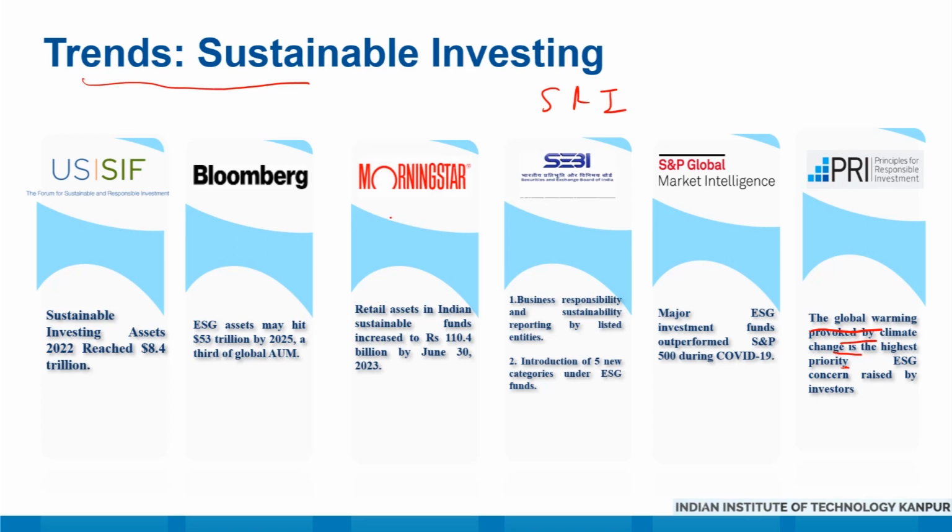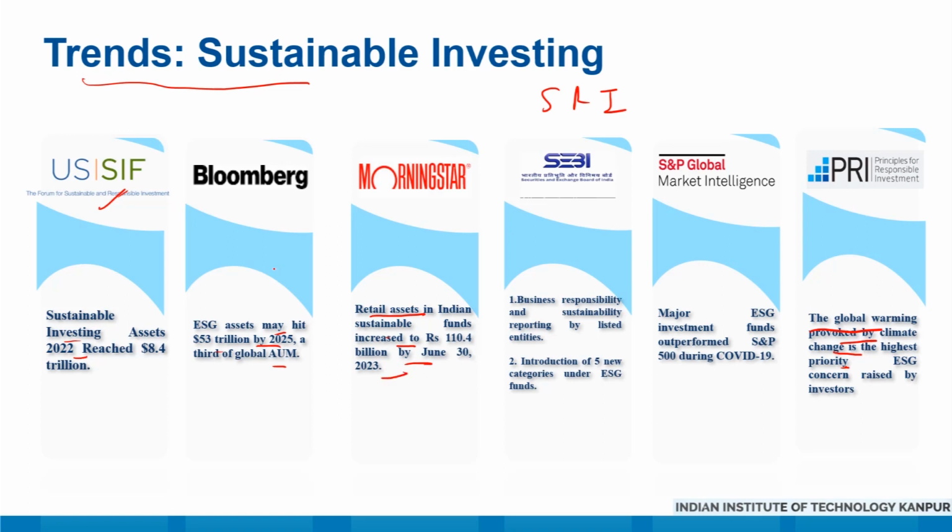A recent report by US SIF, the Sustainable Investment Forum, highlights that sustainable investing assets reached 8.4 trillion by 2022. Bloomberg also expects the ESG funds may hit 53 trillion by 2025, a third of global assets under management. Talking about the growth of such assets in developing nations like India, we can look at the report by Morningstar that highlights that retail assets in Indian sustainable funds has increased to 110 billion by June 2023.